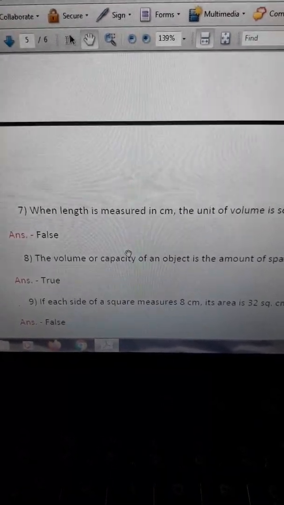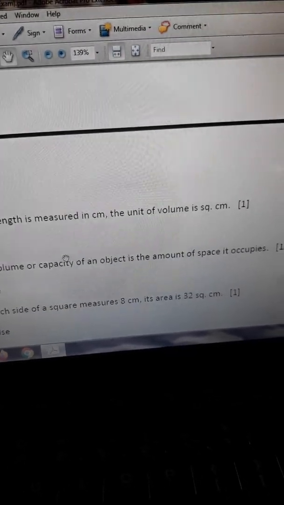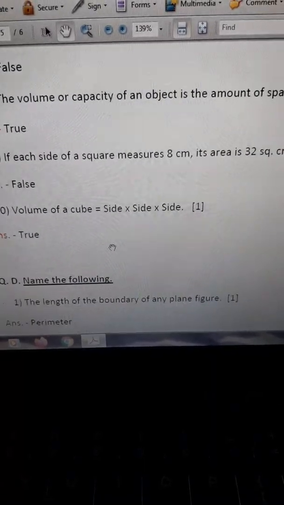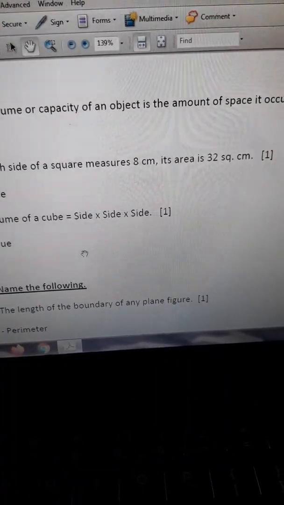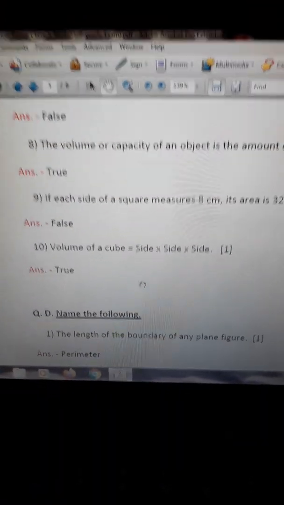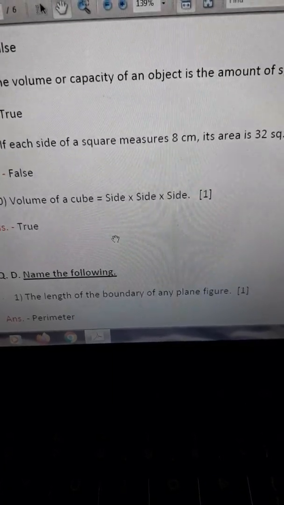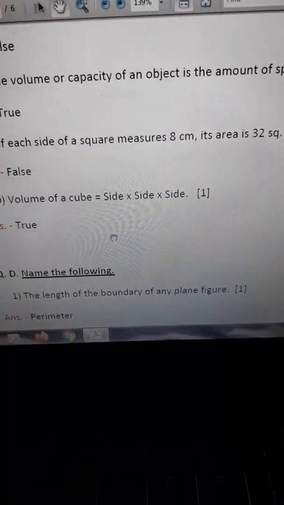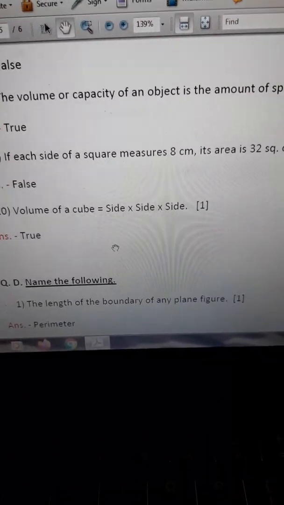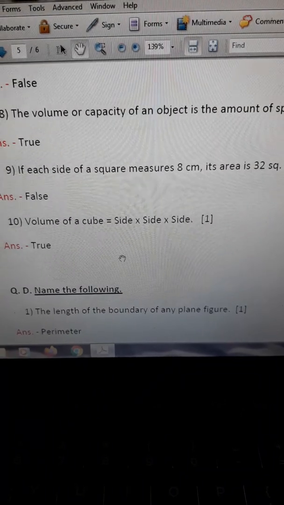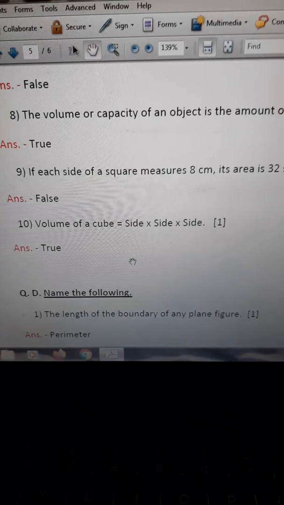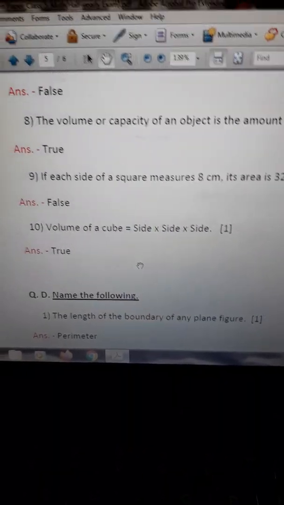Question number 8. The volume or capacity of an object is the amount of space it occupies. So this statement is true. Question number 9. If each side of a square measures 8 centimeter, its area is 32 square centimeter. This is a false statement, because we know that the area of a square is equal to side into side, so 8 into 8. If we multiply 8 with 8, we will never get 32. So this statement is false. Question number 10. Volume of a cube is equal to side into side into side. So this statement is true.